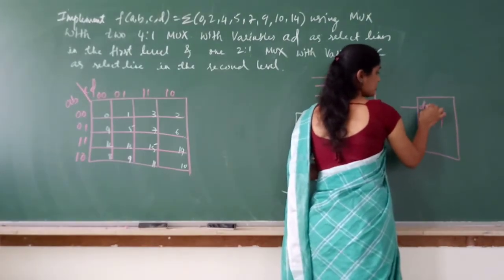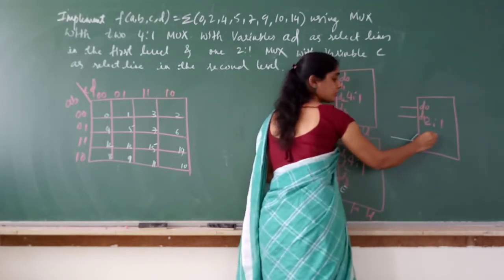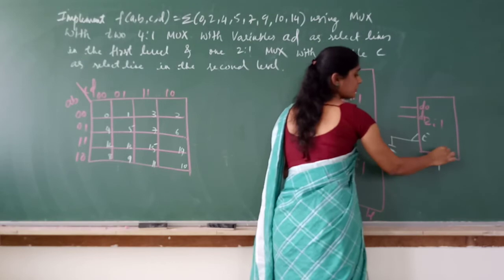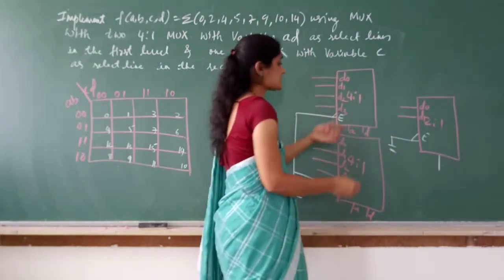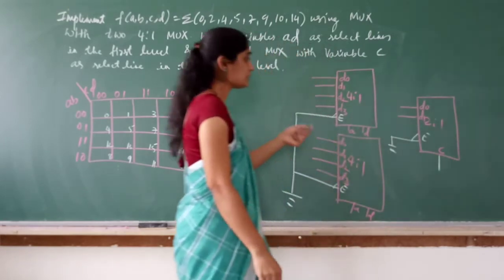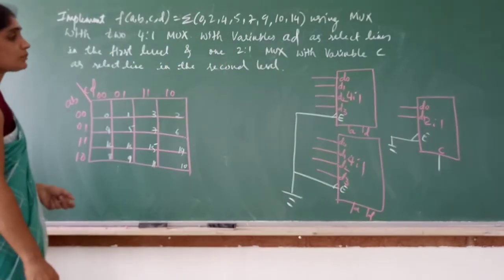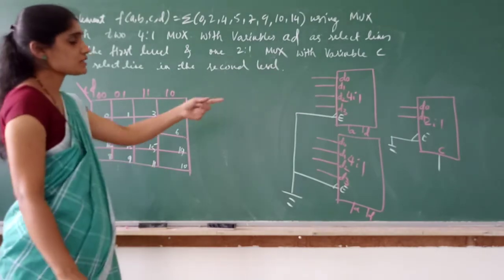With inputs D0, D1, again one enable input, connect that to ground. One with variable C as select line. So variable C as select line in the second level. This is first level and then the second level. The given function has to be implemented using 2, 4:1 mux and 1, 2:1 mux.